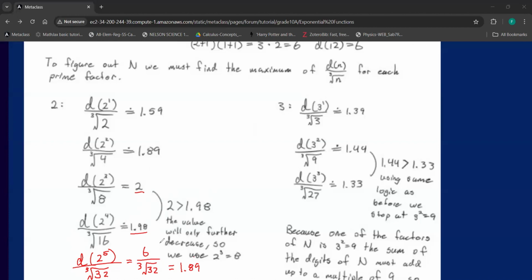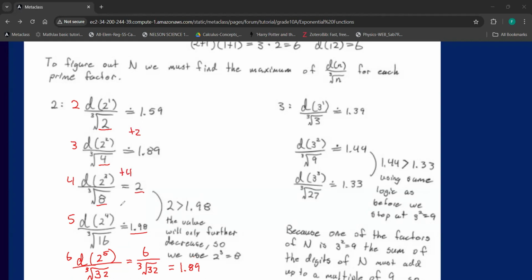Another way to think about this is that the d of n, so in this case, the d of 2 to the power of some number, only increases by 1 each time, right? So d of 2 to the 1 is equal to 2. Over here, it's 3, 4, this is 5, this is 6, and so on. It only increases by 1 each time. But the number inside the cube root, this is 2, this is 4, this is 8. From 2 to 4, that's plus 2. From 4 to 8, that's plus 4.